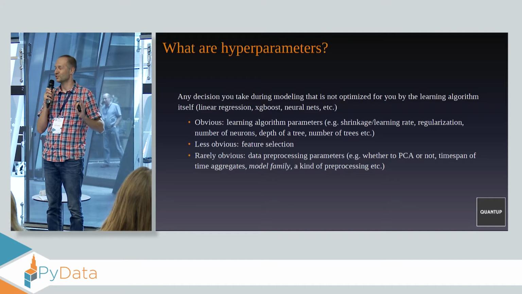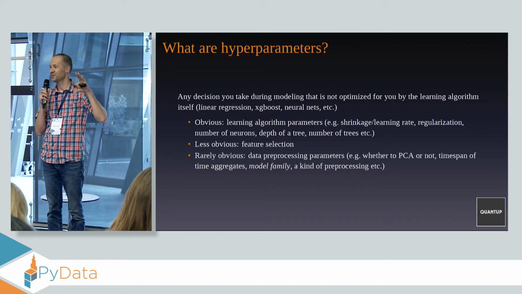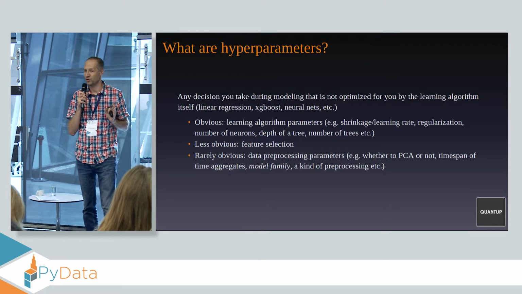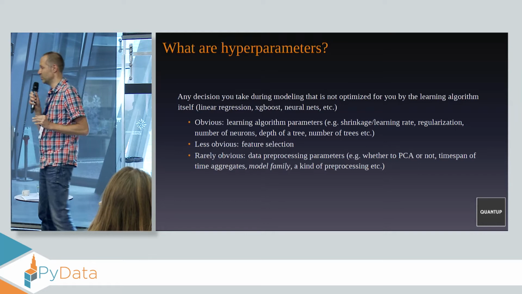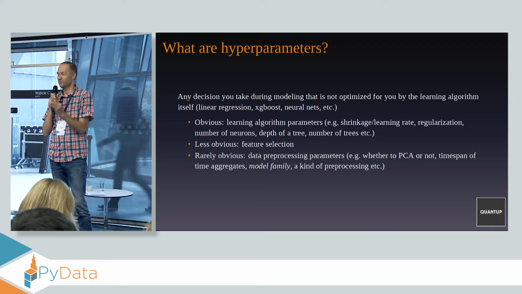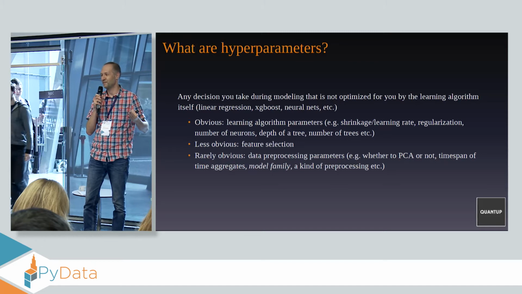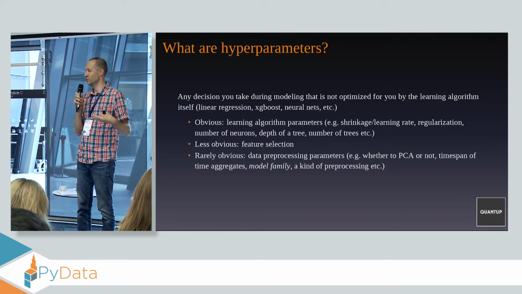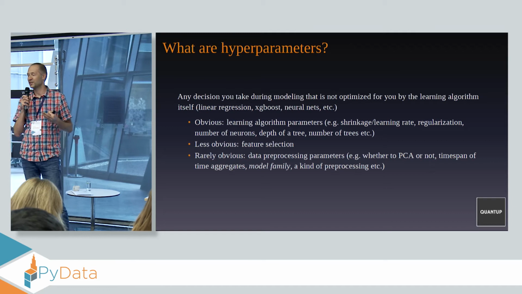Hyperparameters usually control complexity of models. For example, depth of tree, number of neurons in a neural network. And this is the most obvious approach, the first bullet. Less obvious hyperparameter is a method of feature selection. For example, number of best features from some filter method, for example, a variable importance ranking, to be taken to build a model.